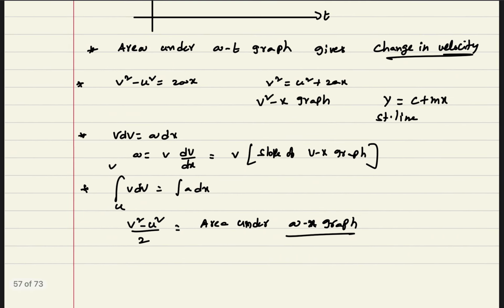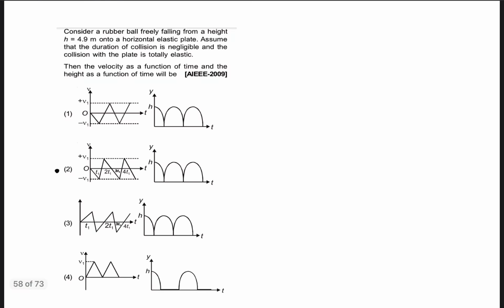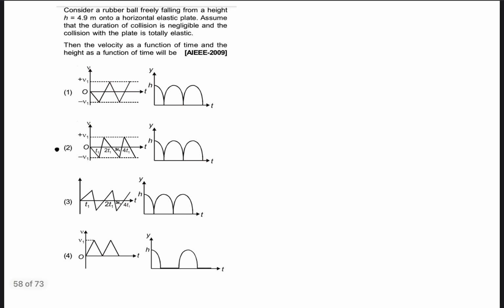Now I will show you some previous JEE Mains questions. They have not asked many questions in JEE Advanced, but in JEE Mains they have asked some. Consider a rubber ball freely falling from a height h equal to 4.9 meter onto a horizontal elastic plate. Assume that the duration of a collision is negligible and the collision with the plate is totally elastic. So the collision is elastic.